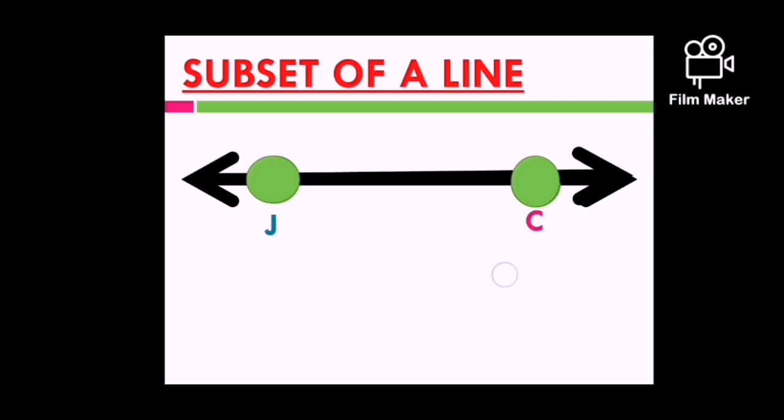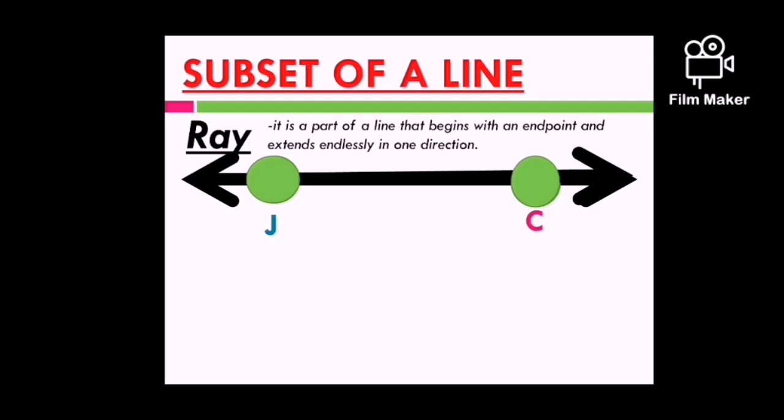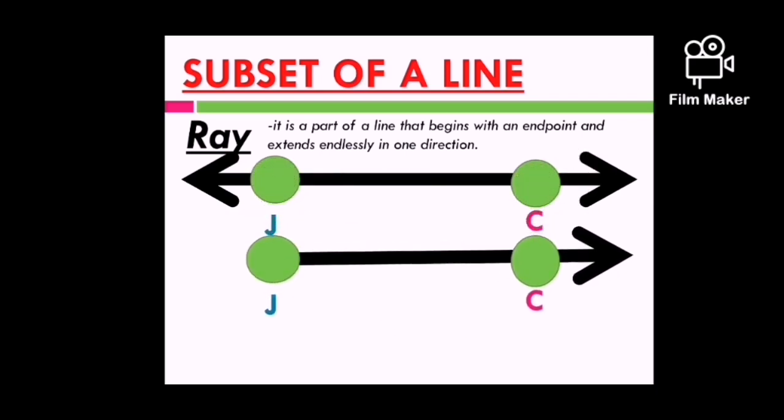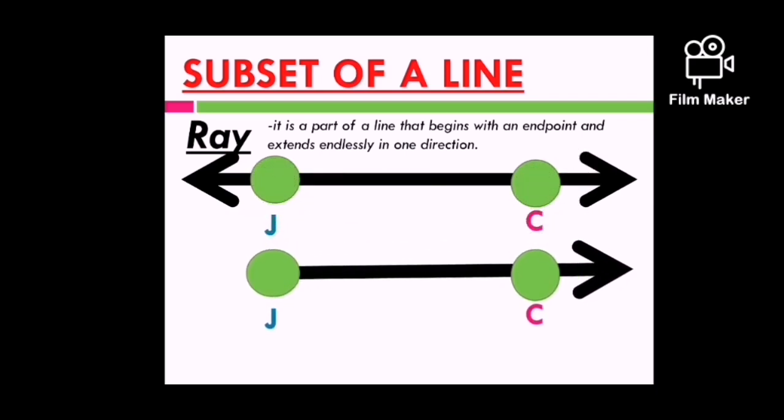The second subset of a line is ray. It is a part of a line that begins with an endpoint and extends endlessly in one direction. If we cut this line, we have ray JC. It begins with point J and extends endlessly to the direction of point C. It is denoted like this. It can be read as ray JC.